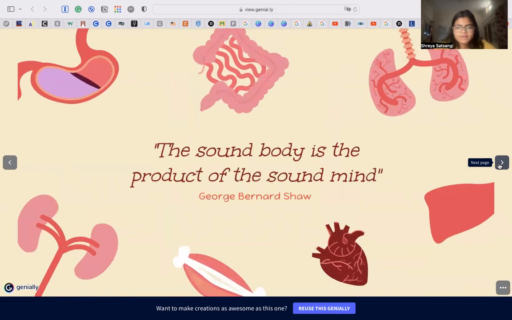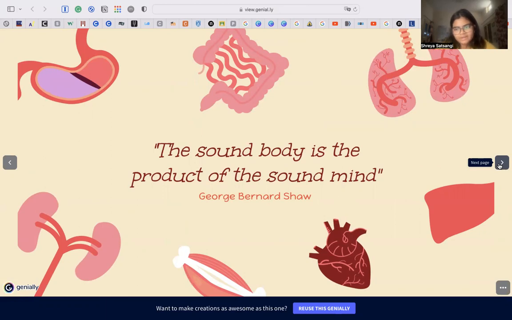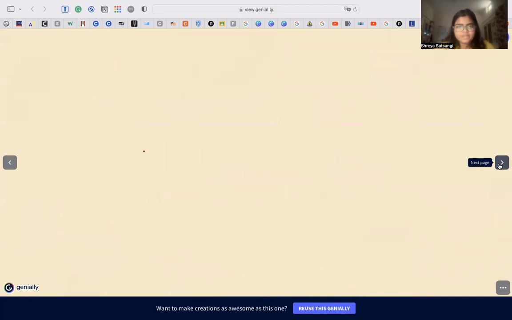Now, there's this quote by George Bernard Shaw. It says that a sound body is the product of a sound mind. So basically, mind and body are connected. In the past few years, we have researched enough about our body, like organs, and we know how to transplant organs now. But in brain research, we are not quite able to solve the problems related to the brain, especially brain disorders. So I think that we should do more research in the brain areas because there are lots of things that we don't know yet.